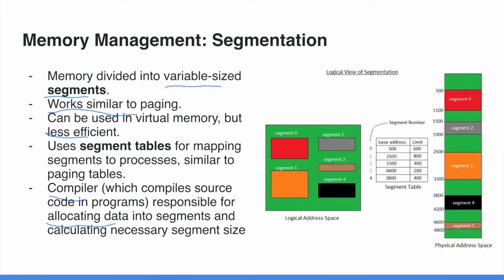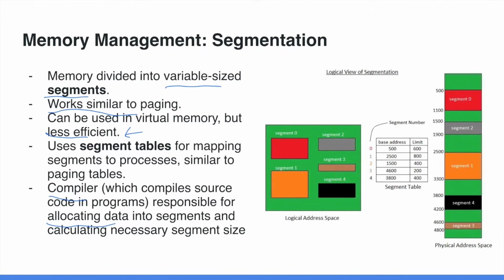So basically what's going to happen is that the compiler is going to determine what parts of the program's data go into what segments, and then what the sizes of those segments are going to be. So it's going to be predetermined by the program, not by the operating system, as in paging. And that's probably one of the reasons why it's less efficient, because it's not really taking into consideration all the other programs that are functioning in the computer.